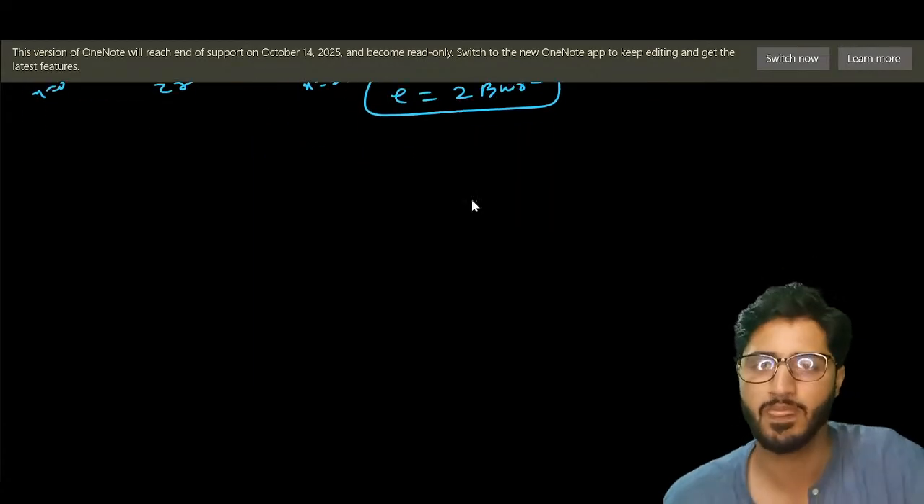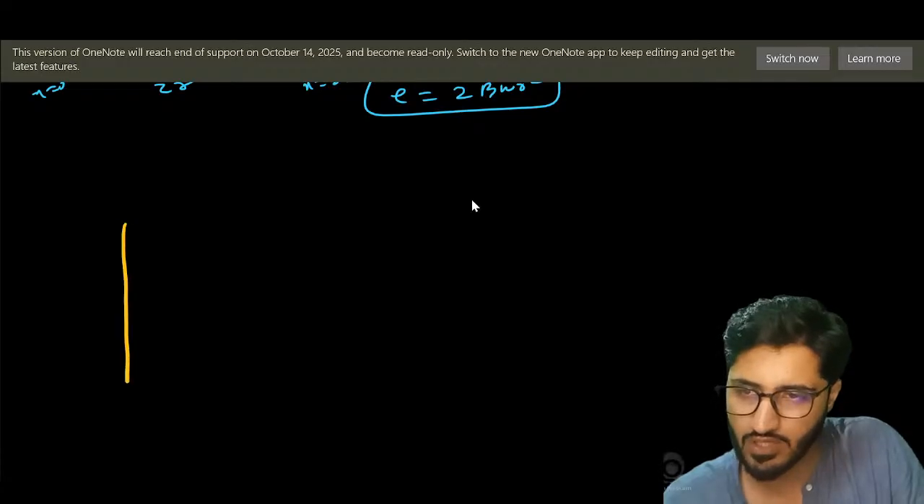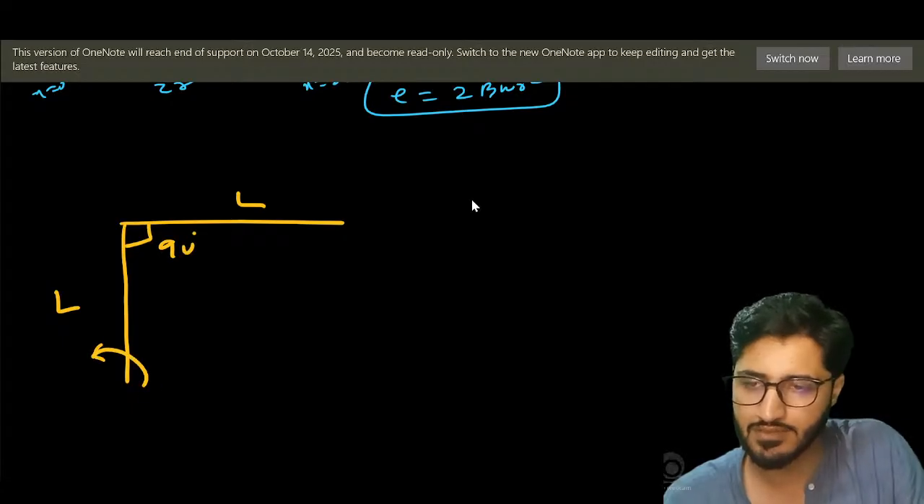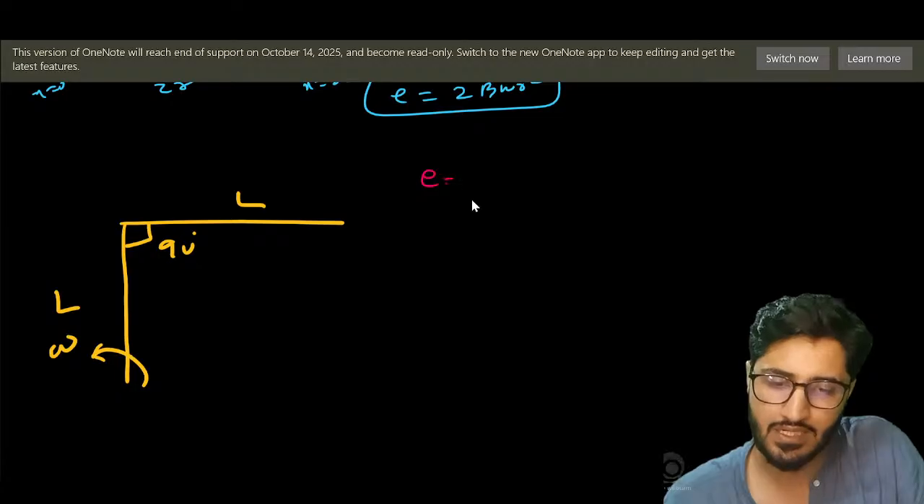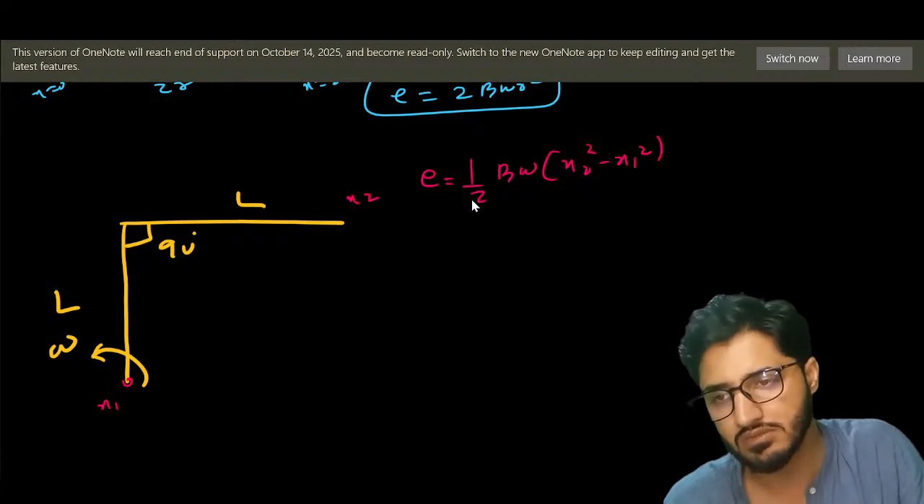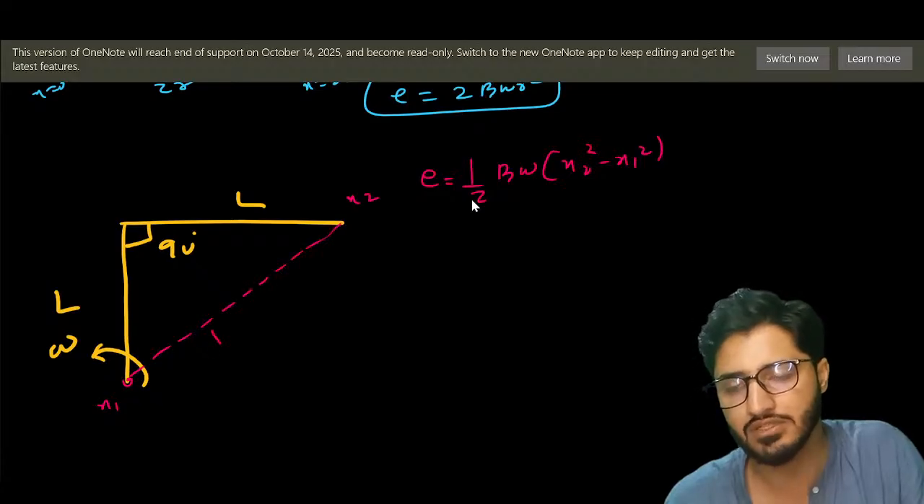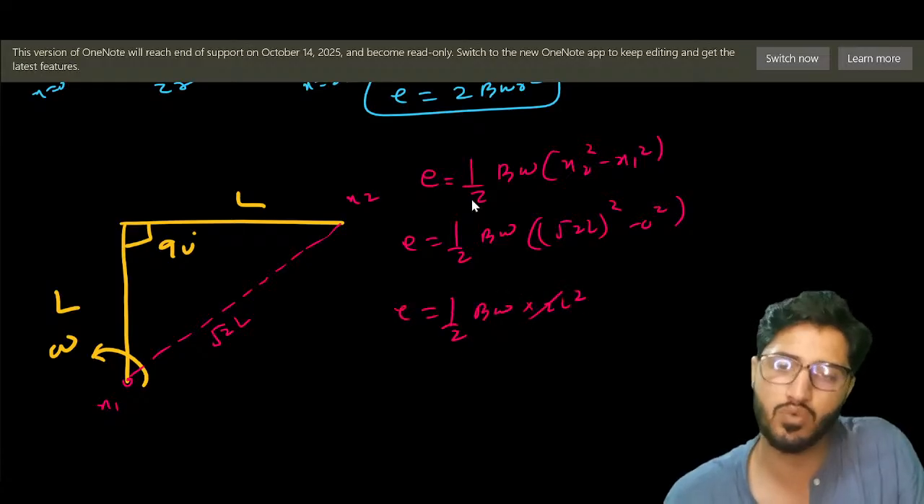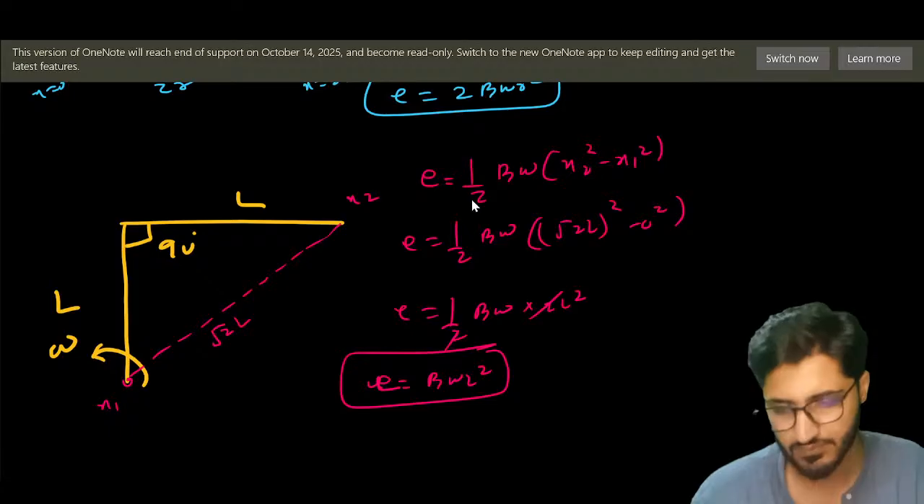Okay, one more thing. Numerical. One rod is like this, one rod is like this. Length is L, both are at 90 degrees. We are rotating these by omega. Find E. What is E now? Same, 1 by 2 B omega x2 square minus x1 square. Here it is x1, here it is x2. Just connect these two things: it is root 2 times L. E equals 1 by 2 B omega, root 2 times L square minus 0 square. So E came out to be 1 by 2 B omega 2L square, 2 cancels out. So E came out to be B omega L square. Done?